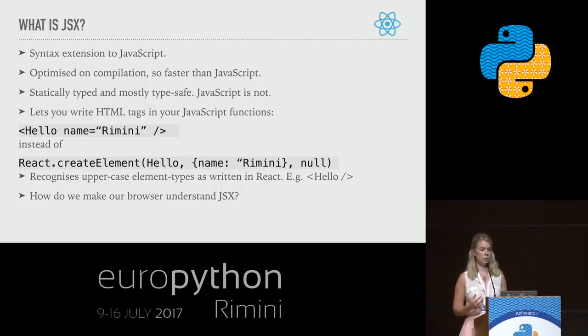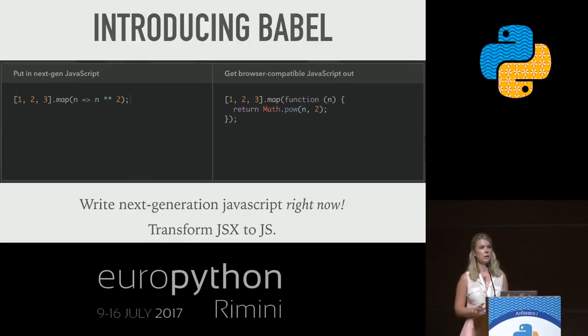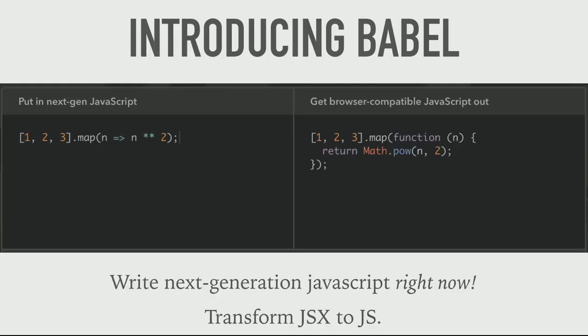But how do we make our browser understand JSX? Okay, so for this we need to use Babel. Babel is fantastic. It converts your top state-of-the-art, really modern JavaScript into JavaScript that any browser can understand. So it allows you to use JavaScript that is modern without having to wait 3 years for your browser to start eventually being compatible with it. It also allows you to use JSX because it converts JSX into standard old JavaScript.